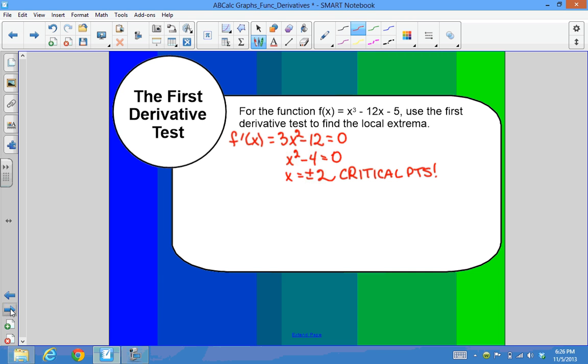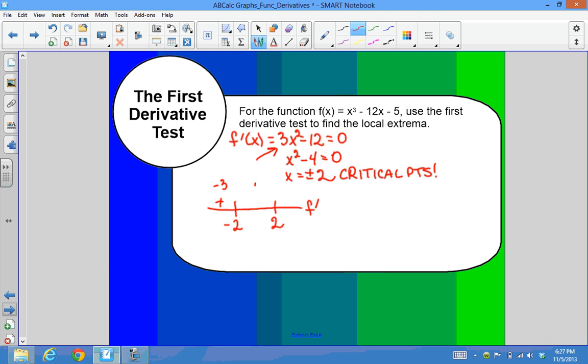So what I want to do from there in order to find local extrema is put these on a number line: negative 2, positive 2, and plug some values in. Okay, I'm going to plug in something less than negative 2. I'll plug in a negative 3 into f prime. When I plug negative 3 into my derivative equation, I've got 3 times 3 squared, which is 9 times 3 is 27, minus 12. That's going to be positive.